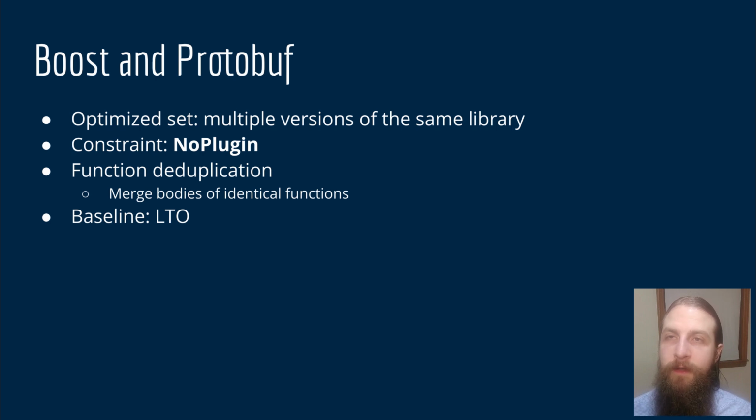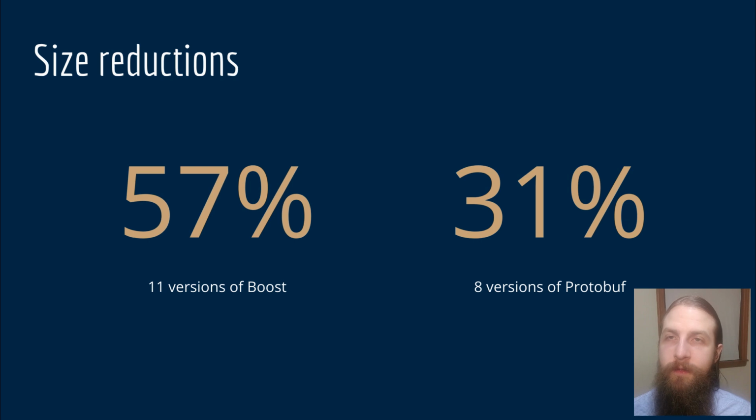After using guided linking to make a merged library, we reduced its size with our function deduplicator, which merges identical functions into one without affecting functionality. We only used one constraint because the others have the potential to cause compatibility issues with programs that use the libraries in certain ways. When we applied guided linking to 11 different versions of the Boost libraries, we got a 57% reduction in the total size of the ELF files. On 8 versions of protobuf, we got a 31% size reduction.